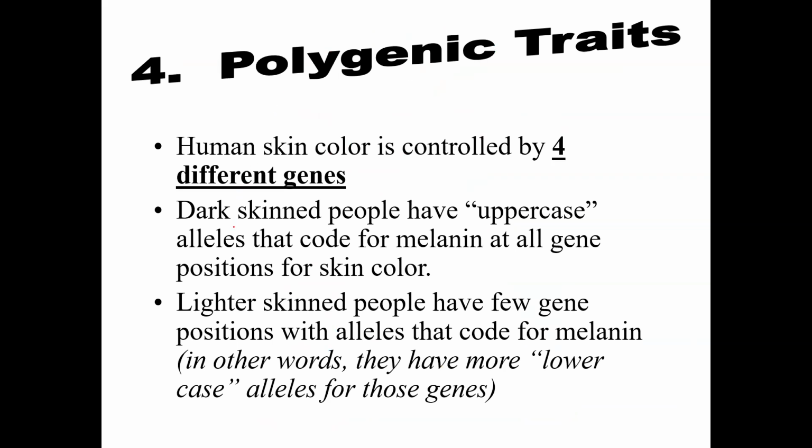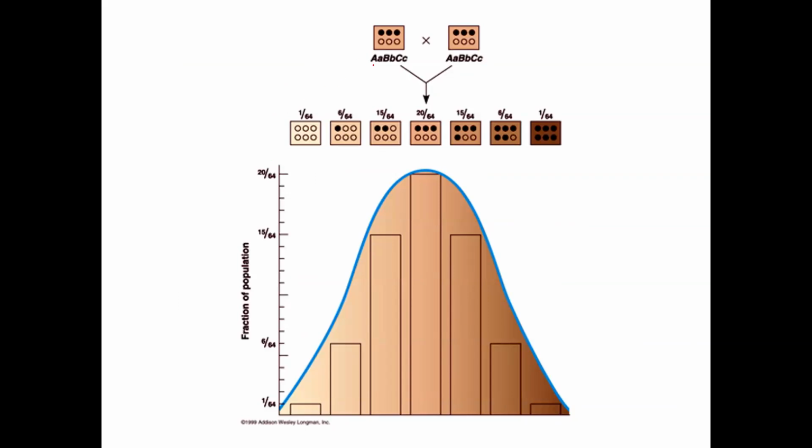4 different genes. All right. Somebody can't count because I'm seeing A, B, and C here. Where they get 4 from that? Anyway, we'll work with what we have.